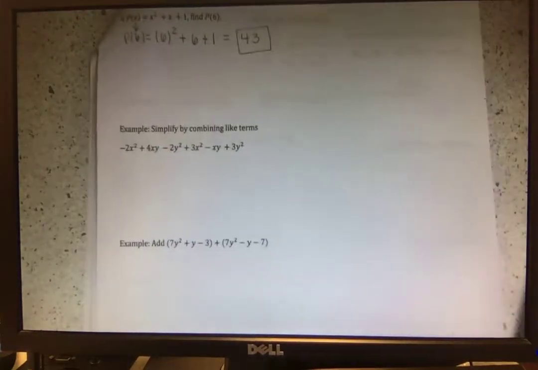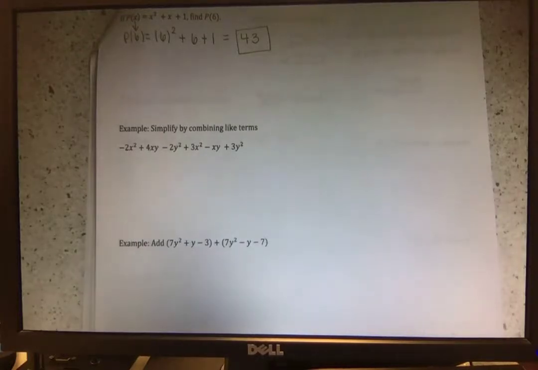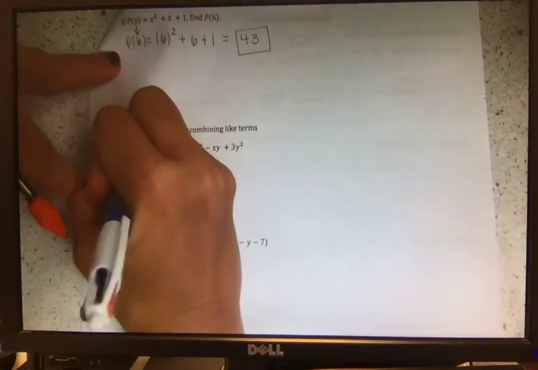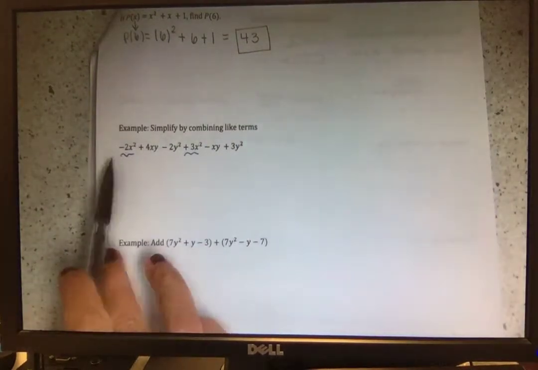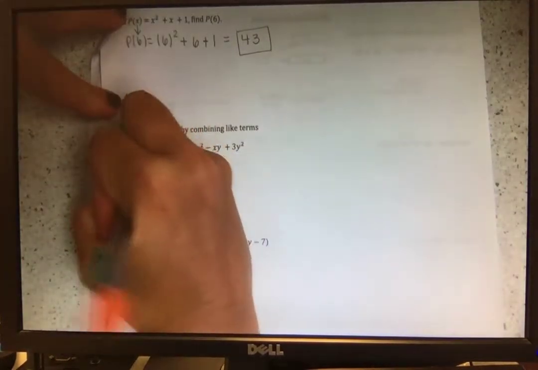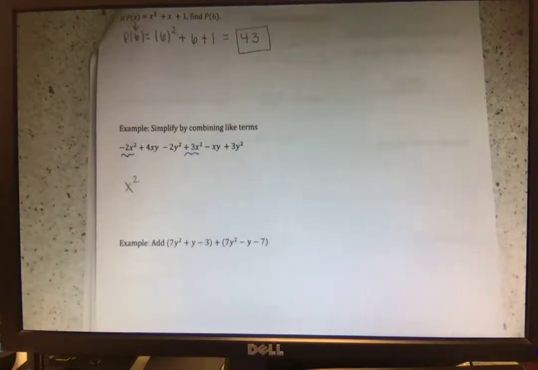Next, we're going to simplify by combining like terms. We have negative 2x squared plus 4xy minus 2y squared plus 3x squared minus xy plus 3y squared. So combining together our x squareds, we have negative 2x squared plus 3x squared. Negative 2 things plus 3 things will give us positive 1 thing, so positive 1x squared.